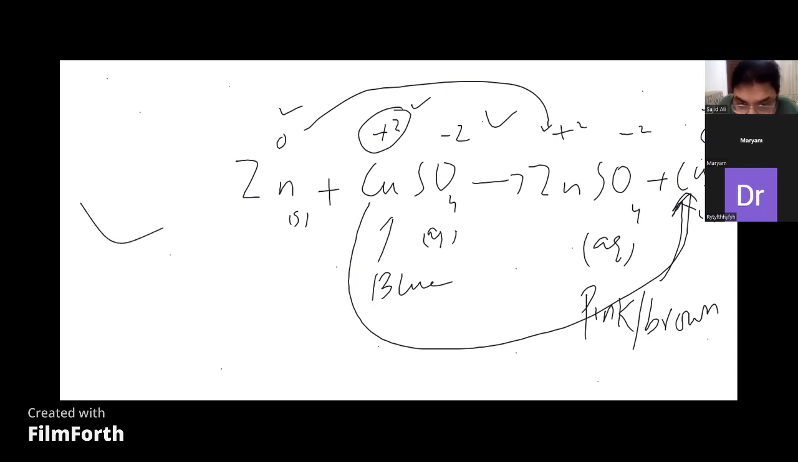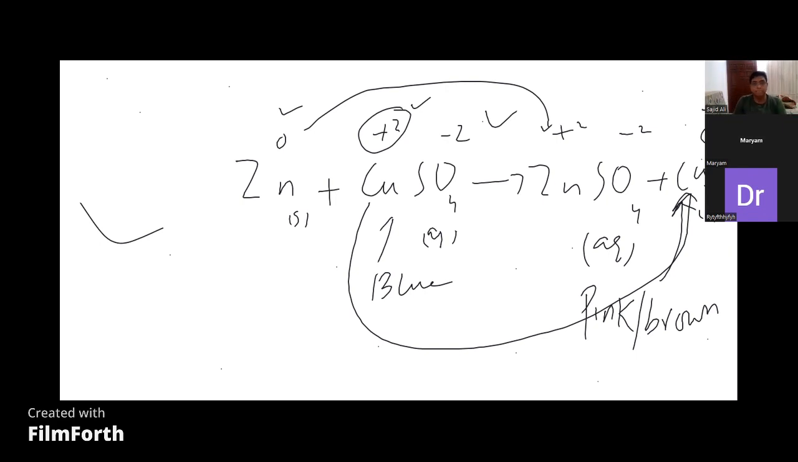So this reaction is a redox reaction because zinc is losing electrons to become oxidized, and copper is gaining electrons to become reduced. So oxidation and reduction are taking place simultaneously in this reaction. So this reaction is a redox reaction.